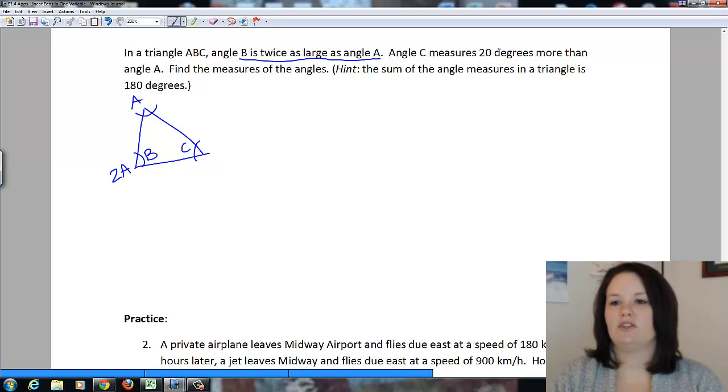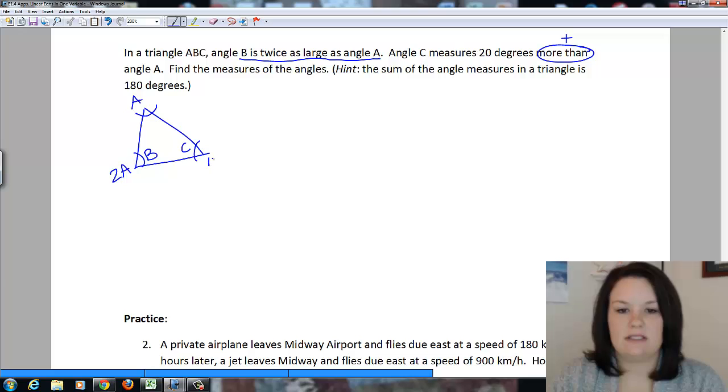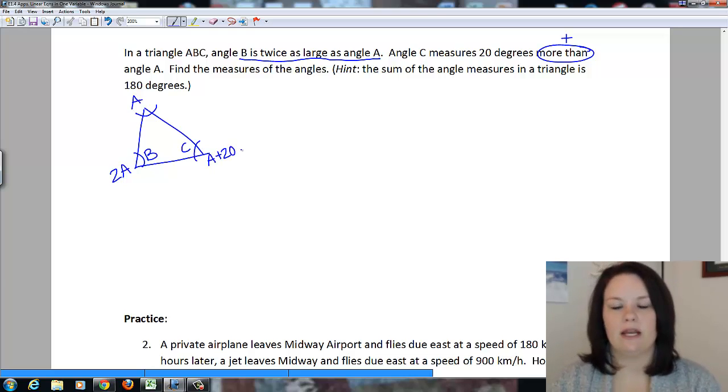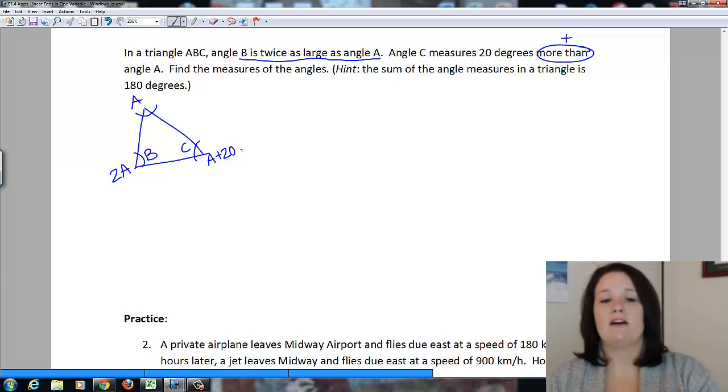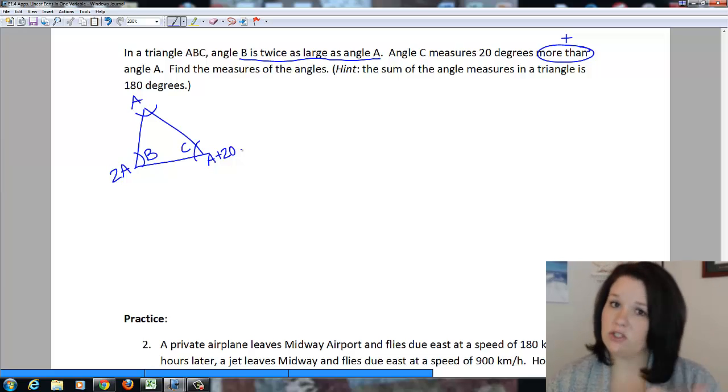Angle C measures 20 degrees more than A. More than means I'm adding. So I'm adding 20. So angle C is 20 more than A. This is the same as A plus 20, or 20 plus A, it doesn't matter which way you write it. Now I have all the angles labeled in terms of A.